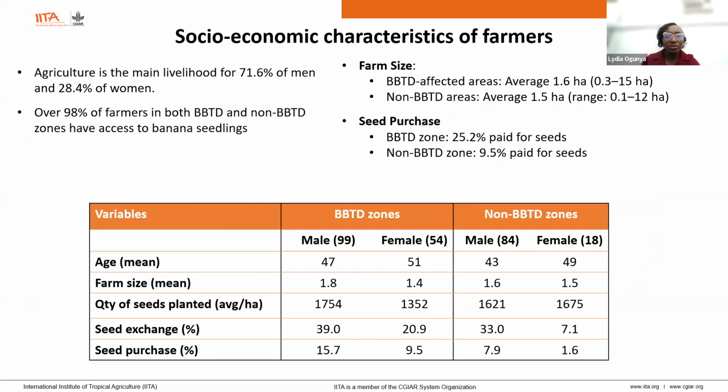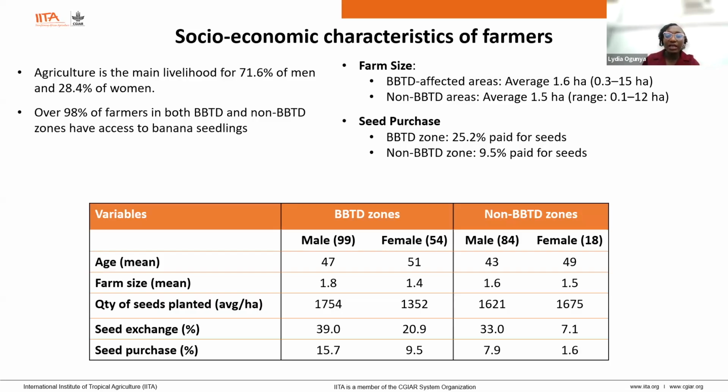I go on to the socioeconomic characteristics of the farmers. In the region, we noticed that over 70% of the farmers there were involved in agriculture, and that we have 28.4% of the women involved in agricultural activities. Many of the women had other income generating activities. They were involved in trading and other activities.